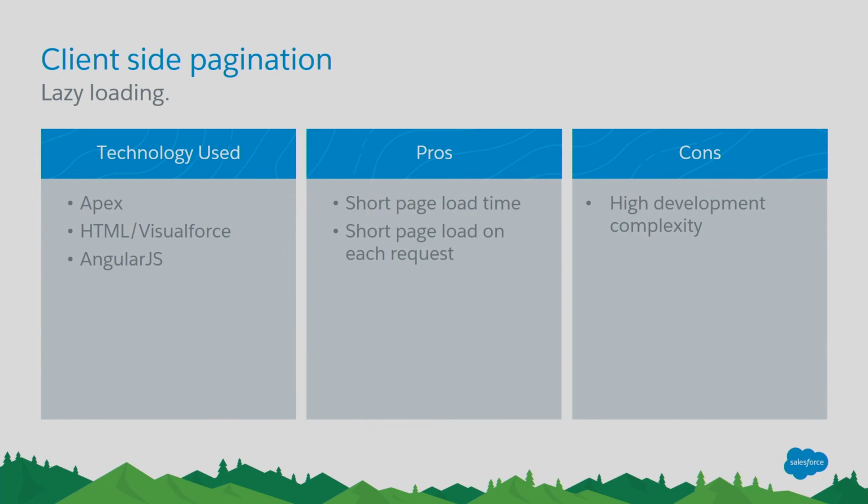So to summarize the lazy loading, the technology that we used was Apex, HTML, and Angular. Again, Apex, we're using as a remote action. HTML we're using on the client side, and Angular, again, for the DOM manipulation. The pros of this approach are a short page load time and a short page load on each request. Each time that we are moving between the pages will be very fast, basically instant.